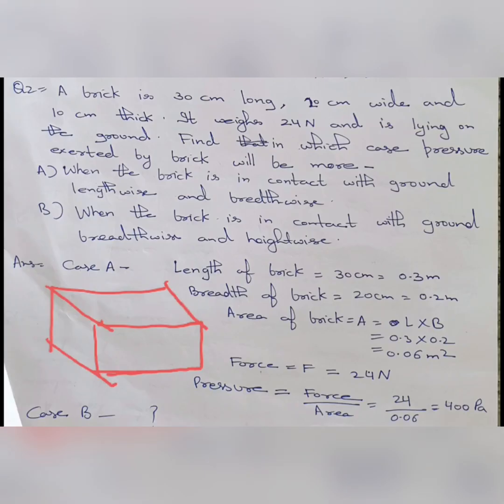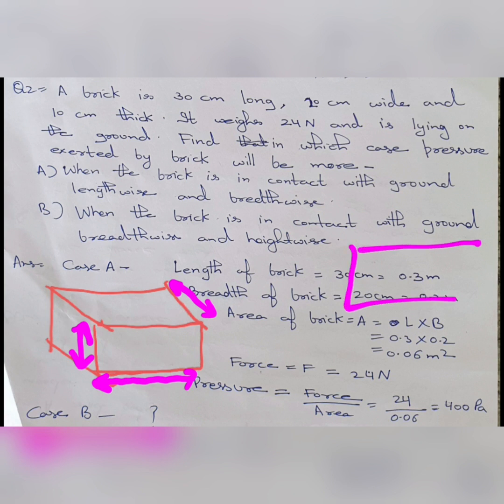Discuss another numerical. We take a brick that is 30 centimeter long, 20 centimeter wide and 10 centimeter thick. The weight of this brick is 24 Newton. It is lying on the ground, and we have to find out in which case the pressure exerted by the brick will be more: when the brick is in contact with the ground lengthwise and breadthwise like this, or when it is in contact with the ground breadthwise and heightwise like this. So in which case will pressure be more?